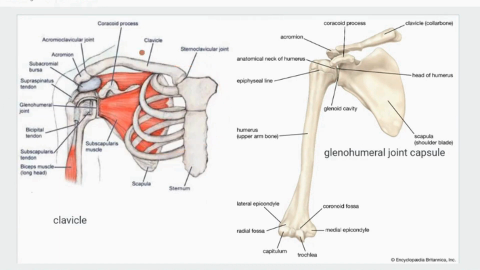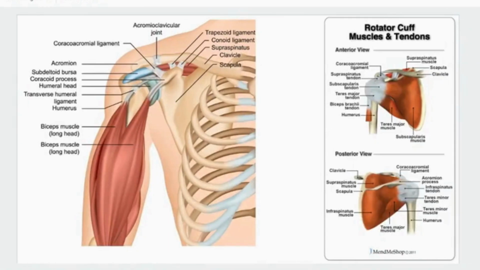The glenohumeral ligaments provide stability to the glenohumeral joint. The three primary glenohumeral ligaments are the superior, middle, and inferior glenohumeral ligaments. The coracoclavicular ligaments connect the clavicle to the coracoid process of the scapula and help stabilize the acromioclavicular joint. The coracoacromial ligament forms the roof of the shoulder joint and helps protect the underlying structures.